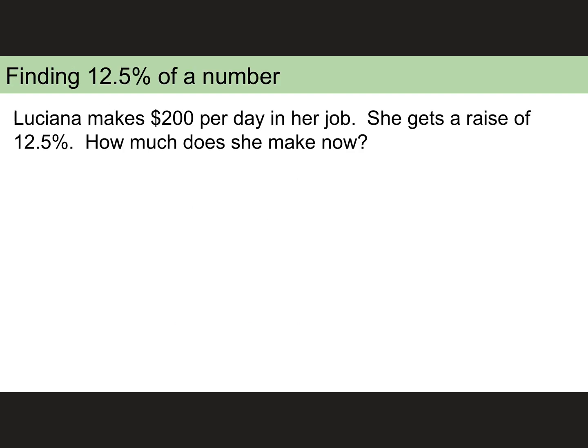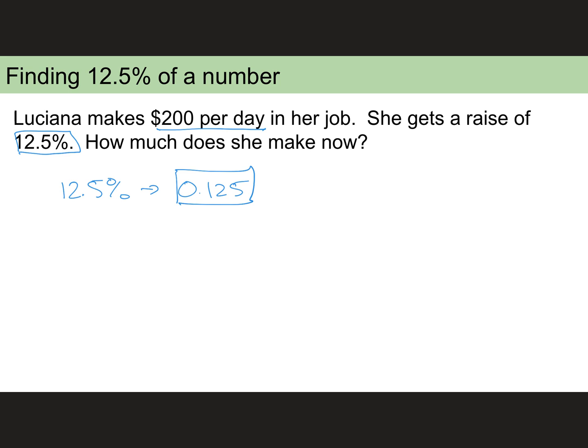So we're just going to do one more problem. Luciana makes $200 per day. She gets a raise of 12.5%. How much does she make now? So let's look at 12.5 as a percentage. 12.5% as a decimal is the same as 0.125, because percent means per 100. So I'm going to divide by 100, and this is the decimal equivalent of 12.5%.